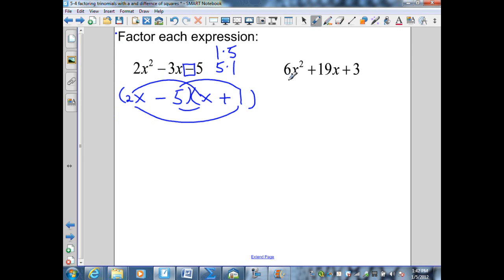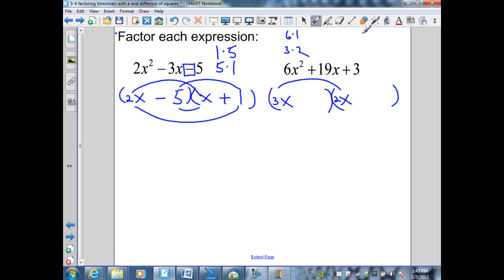On the second example, we're given the form of ax squared plus bx plus c. I want to generate a set of parentheses. That gives me my product of factors. X squared will break up into x and x. 6 will break up into either 6 times 1, or I could put 1 times 6, or 3 times 2. I'm going to choose 3 and 2. This is just a guess. And what we do is we're just going to plug in our values and check. Now I know that my first term is going to generate 3x times 2x gives me 6x squared.